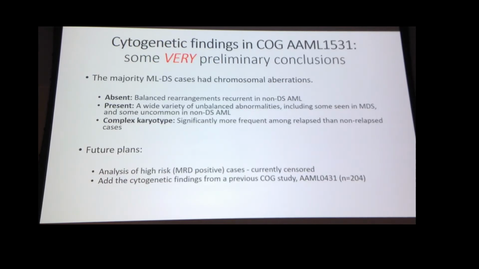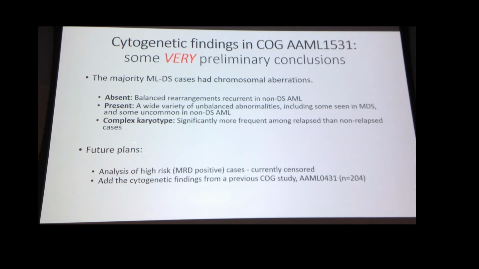So I'm going to give you some very preliminary conclusions. Again, most of these are based on my own statistical analyses, so they don't represent the official COG line on what's going on with these patients' cytogenetic abnormalities. But let's just summarize what Dr. Hirsch and I saw. The majority of MLDS cases had chromosomal alterations. Absent were balanced rearrangements. Those balanced rearrangements that are recurrent in non-Down syndrome AML, we didn't see a single one of them in all of these 110 patients. Instead, what we did see was a wide variety of unbalanced translocations, including some that are seen in MDS and some that seem to be quite infrequent in AML outside the Down syndrome setting. And finally, we found that a complex karyotype is significantly more frequent among relapsed than non-relapsed cases.